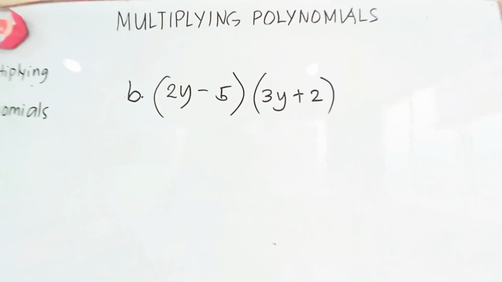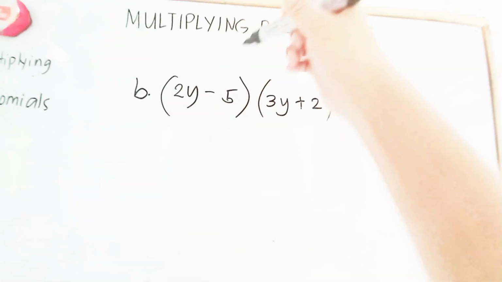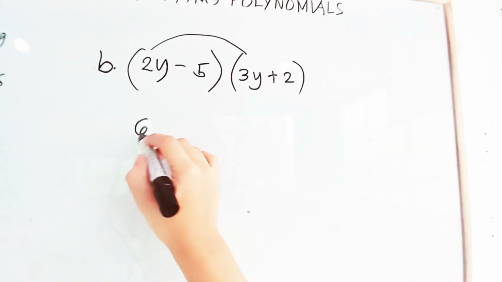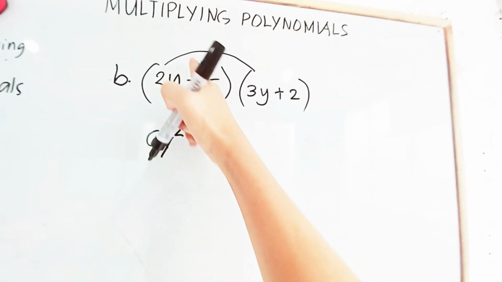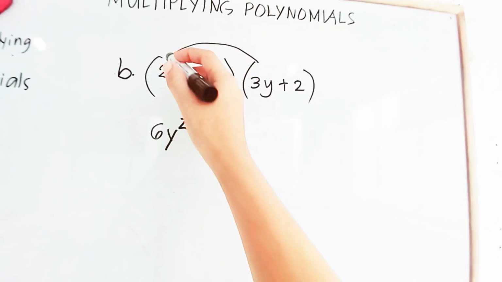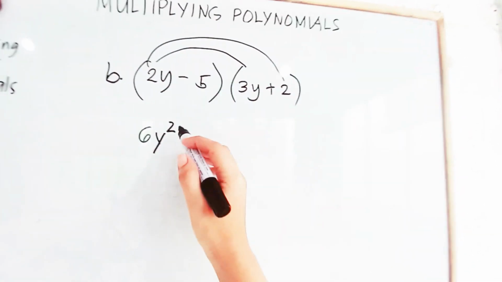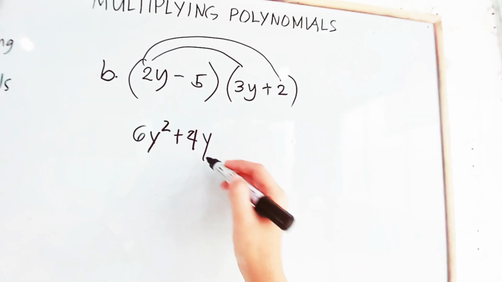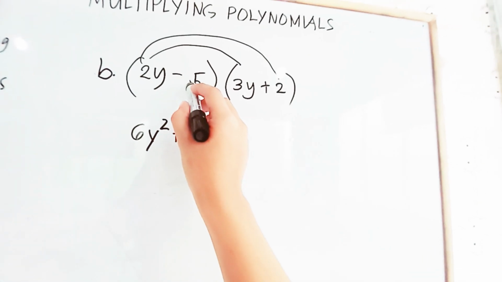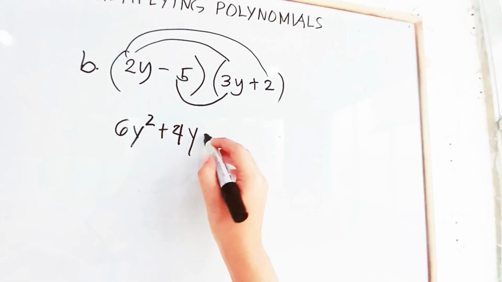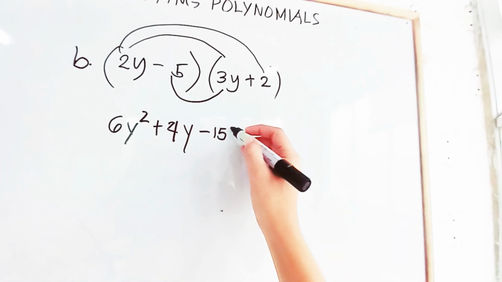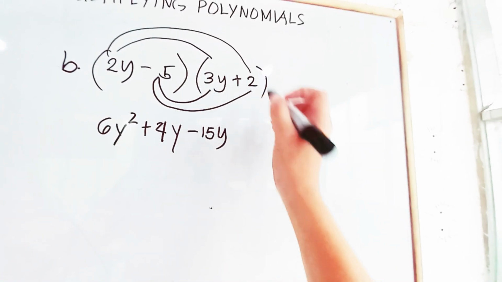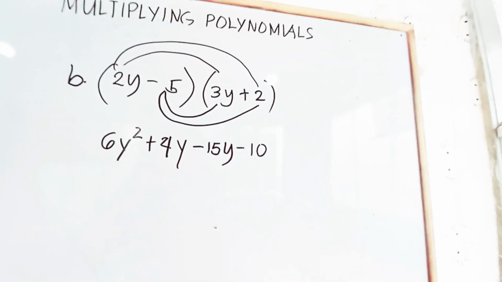Okay, another example. So we have here this one. So we will solve. Distribute 2y times 3y, that is 6y squared. 1 plus 1 is 2. Another, 2y times 2, that is positive 4. And then copy y. And then this one, negative 5 times 3, that is negative 15. Copy y. Okay, and then negative 5 times 2, that is negative 10.